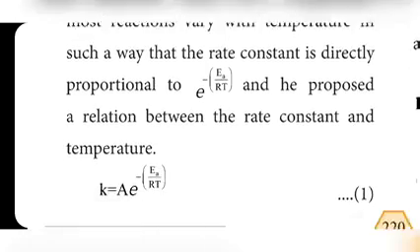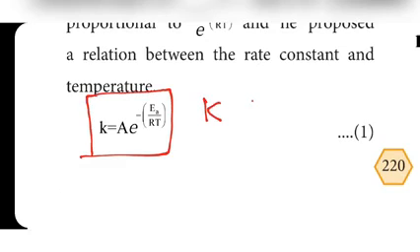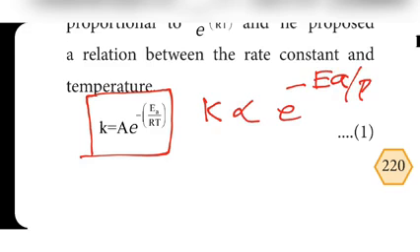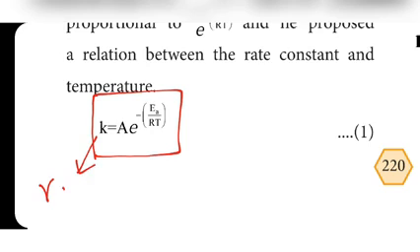Based on that relation, he derived one equation, K is equal to A e power minus EA by RT. K, rate constant K is directly proportional to e power minus EA by RT. If we remove the proportionality and add equals, you should add one constant here, that is A. So we got this equation. K is equal to A e power minus EA by RT. In this equation K means what? Rate constant.